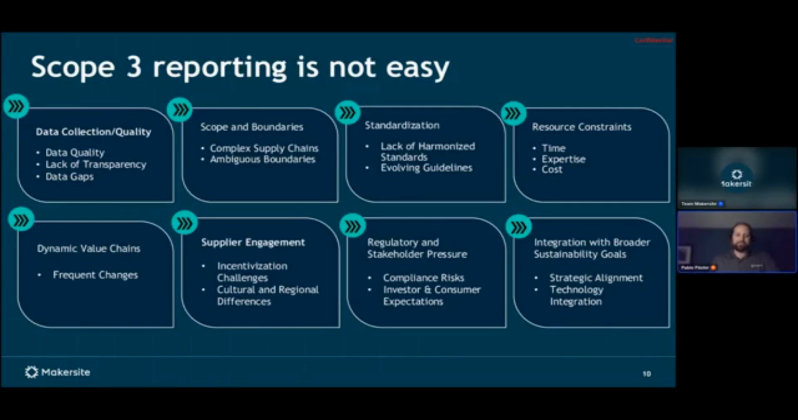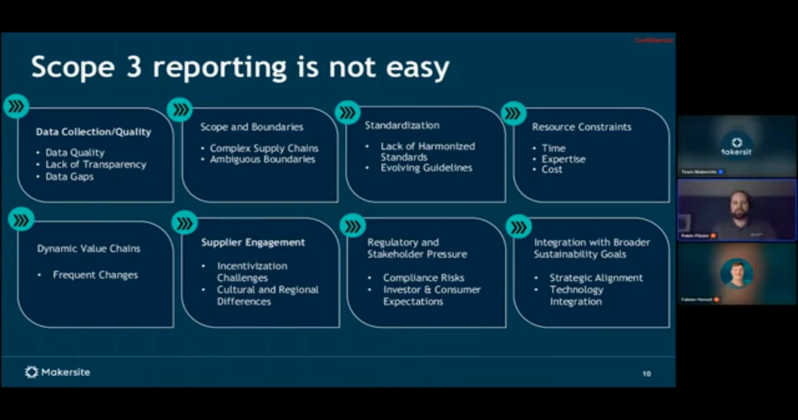Next challenge is standardization. There's a lack of harmonized standards, and the guidelines for the various categories and for industries are evolving, and that adds further confusion and complexity. Companies might have resource constraints around time, internal or external expertise, or cost. There might not be budget allocated. We have dynamic value chains. So there's frequent changes to components, to suppliers, to countries that we're working with, and so on.